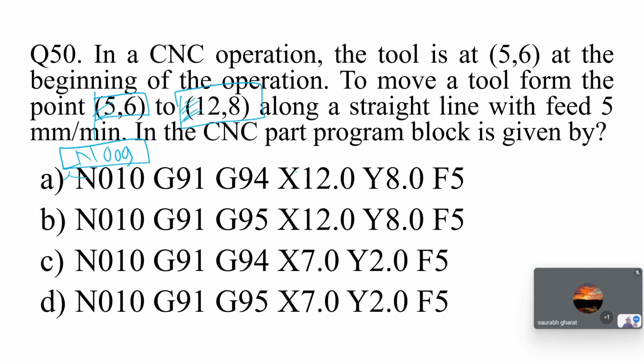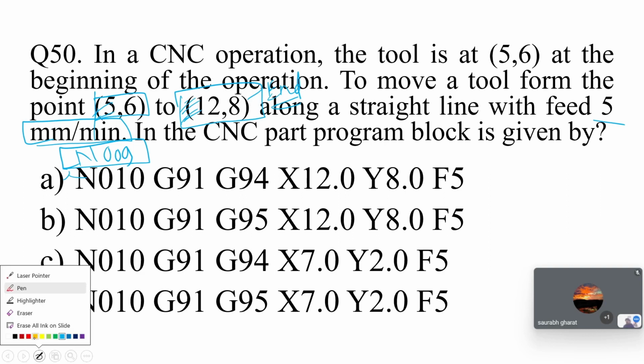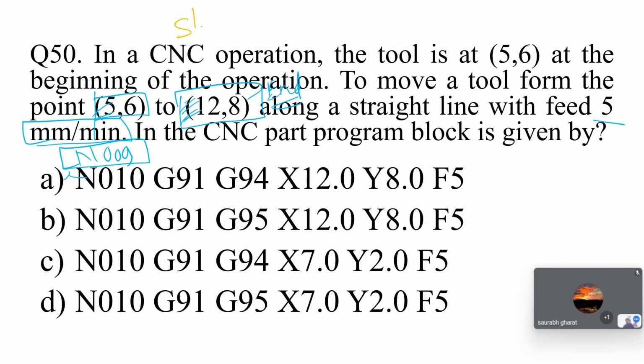So this point we need to write. This is our end point, and the end point is important. And the feed is given as 5 millimeter per minute. See, you have to check everything. You have to go through these slides, go through that table. I told you that. Go through the table and understand each and every part. This is more important, and then you can solve this kind of questions.